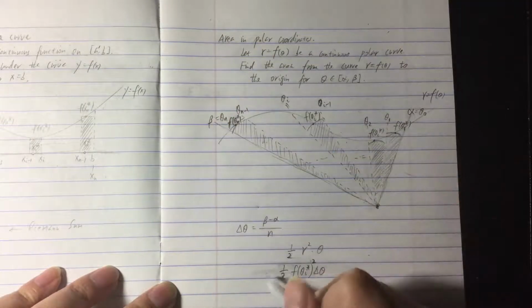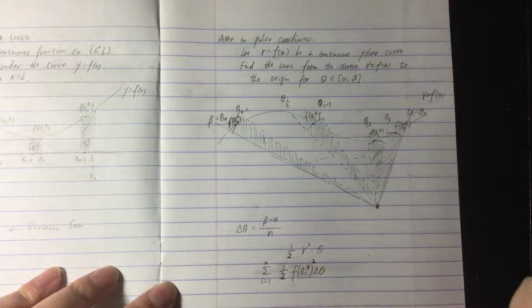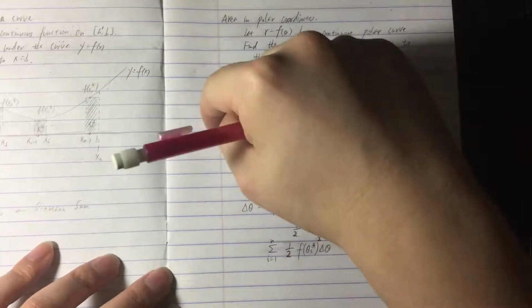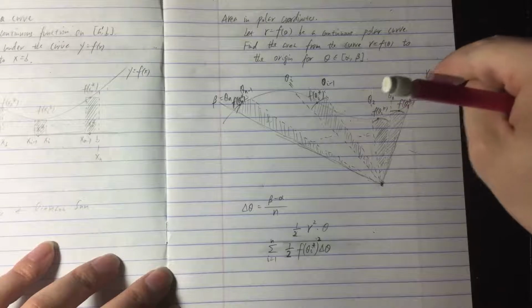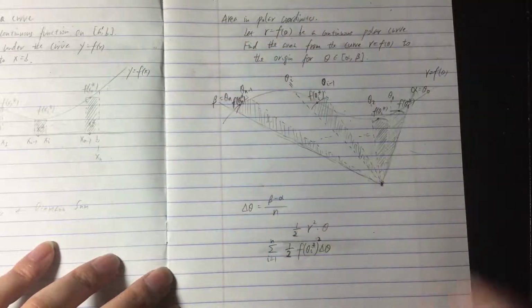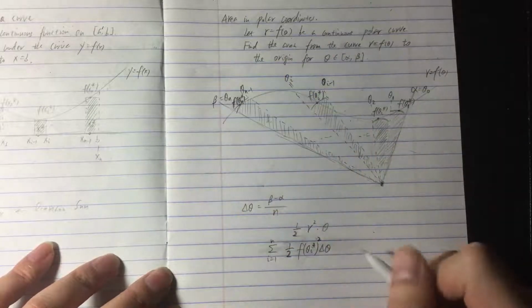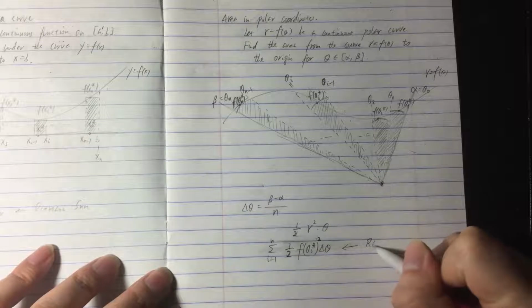Then for a total area, I take the sum as i from 1 to n. This is the approximate area from the polar curve to the origin, for theta between alpha and beta. It's not the actual area, but that's an approximate area. This is the Riemann sum.